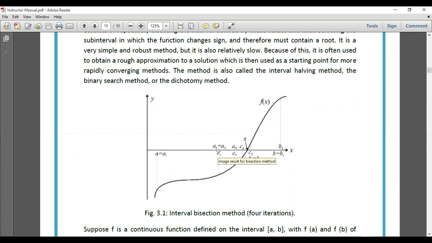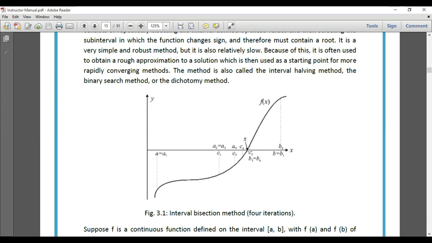Now we will check whether our solution lies in this range or in this range. Clearly the value of the function at a1 is negative and the value of the function at c1 is also negative. It means the solution doesn't exist between points a1 and c1, and the solution essentially exists between points c1 and b1. Now this point is our a2 and this point is our b2, and this is our new range. Again we repeat the same step, take the average of a2 and b2, and we get point c2.